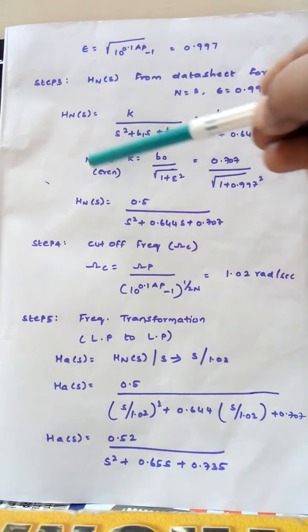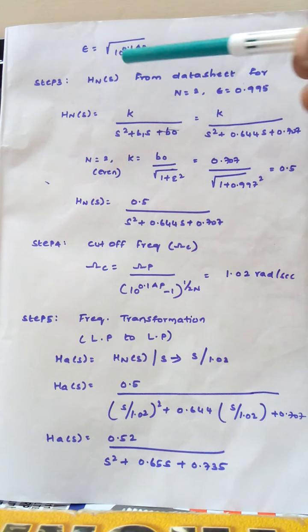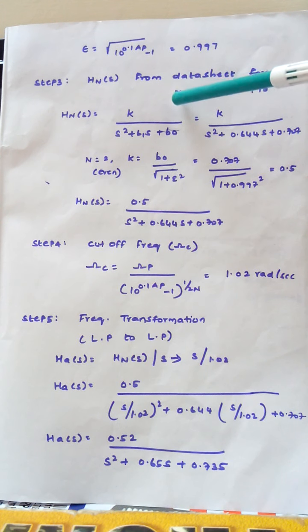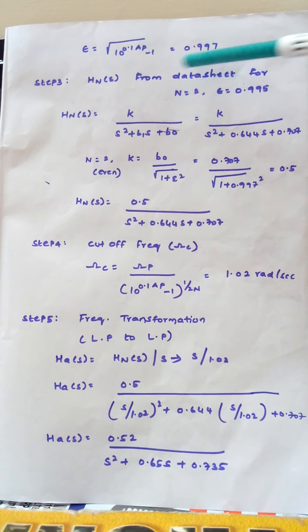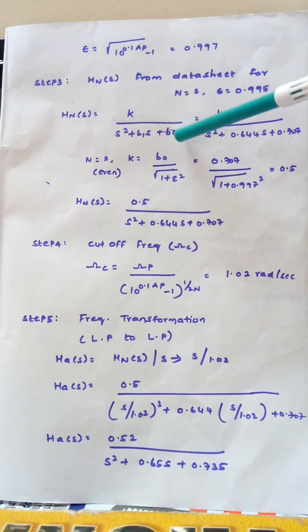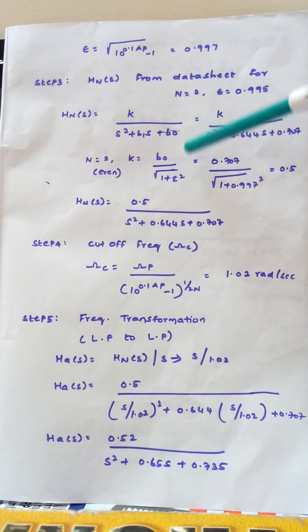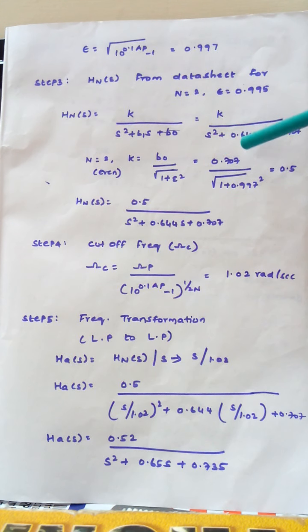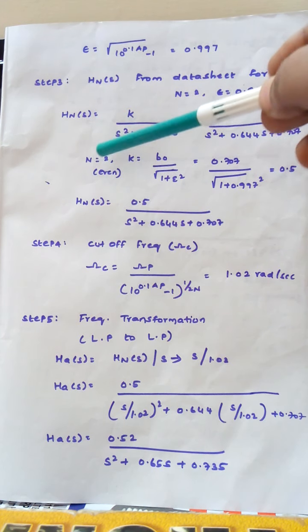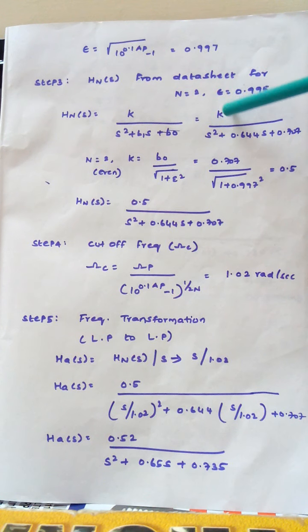Now step 3 is we have to write down the transfer function from the data sheet. For that we have to consider the n value and epsilon value. So for n equal to 2 and epsilon equal to 0.995, from the data sheet we can write down what is B0 and what is B1. So we are getting K divided by s square plus 0.644 s plus 0.707. Here the K value we have to find out.